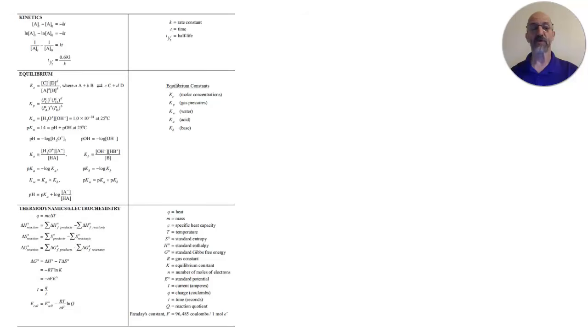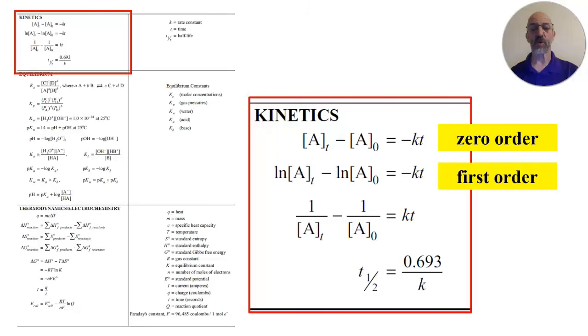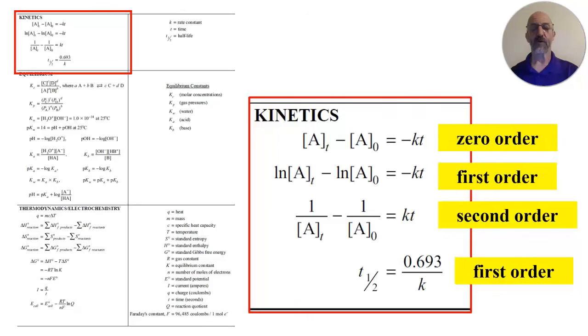I'm going to give you a closer view of the kinetics section. Although they're not labeled, that first equation refers to 0 order. That second equation applies to first order. That third equation applies to second order. And that last equation for half-life is only applicable for first order.